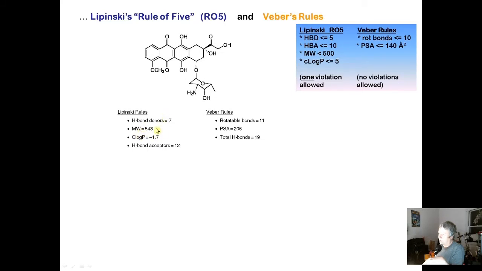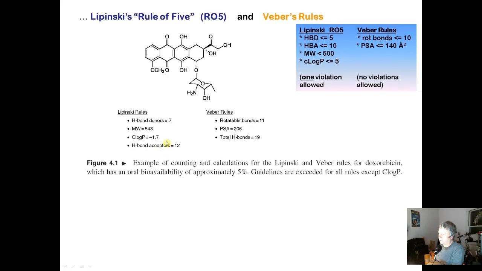Molecular weight is given to us. C log P is determined. Anyway, we have several violations. The only thing that's not a violation is the negative 1.7. Okay, this just shows a legend. Example of counting and calculations for Lipinski and Weber.